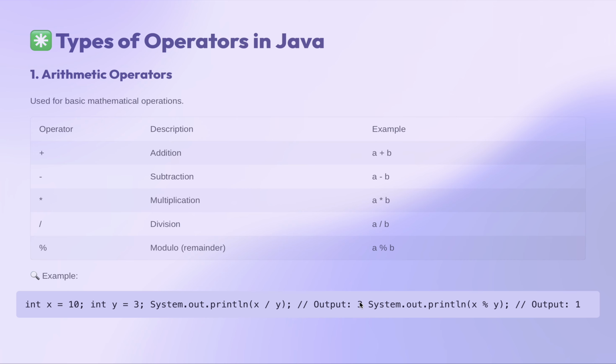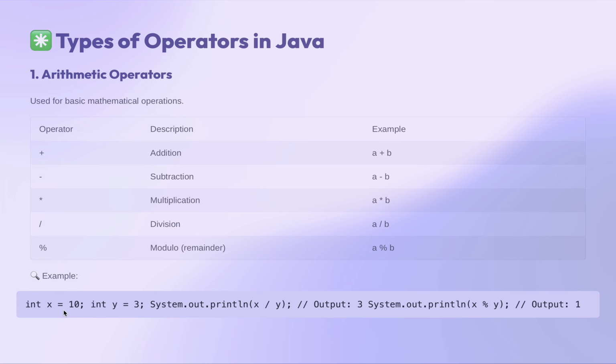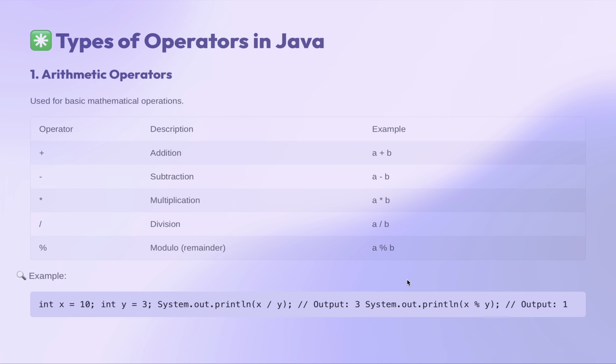This will be the output in Java. But if you want the remainder, you use the modulus operator. That is 10 modulus 3: 3 threes are 9, after that the remainder is 1, so the output will be 1, x modulus y equals 1. So we understand the modulus operator and division.